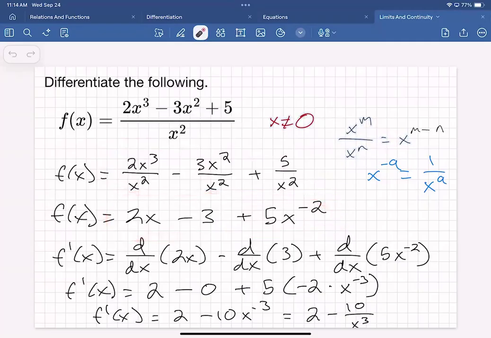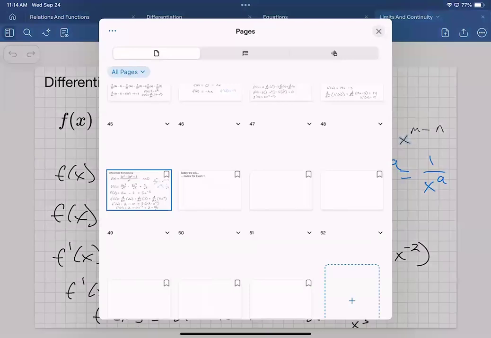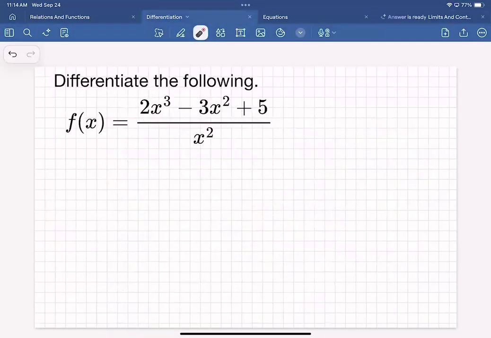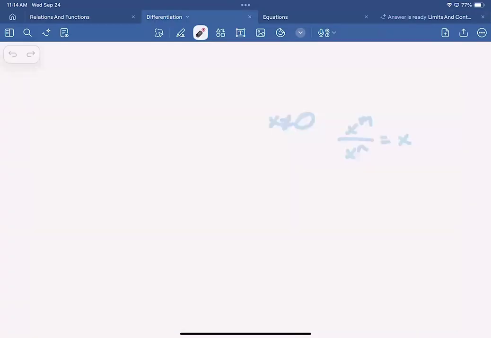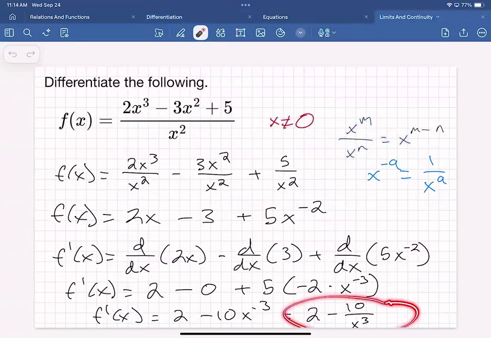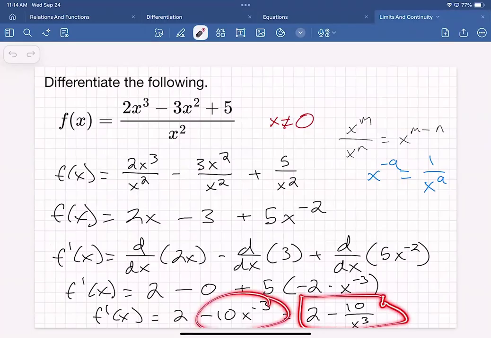Well, guess what? Instead of using the power rule, let's go do the product rule instead this time, okay? One of the things, though, we want to make sure to look at here, we should get 2 minus 10 over x cubed, or x with a negative 3 exponent. Everyone follow me on that? What we're expecting to see here?